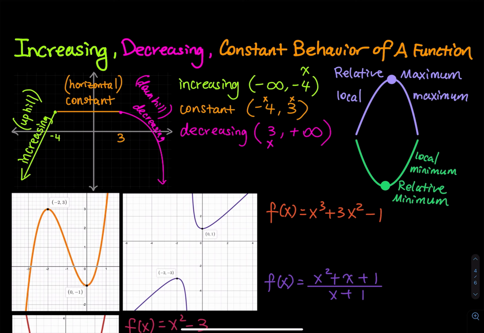And then for constant, constant means a horizontal line. Horizontal line means the orange line, the slope is equal to 0. And then decreasing, decreasing means downhill. As x increases, y decreases. So as I move along, x is increasing, from 3, 4, 5, 6, 7, 8, 9, 10, and so on and so forth. But in the meantime, y is decreasing.